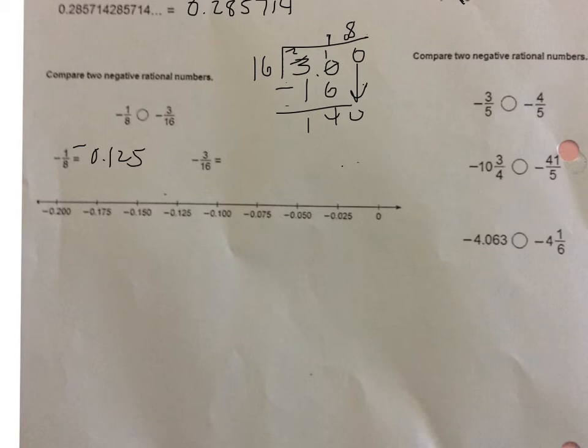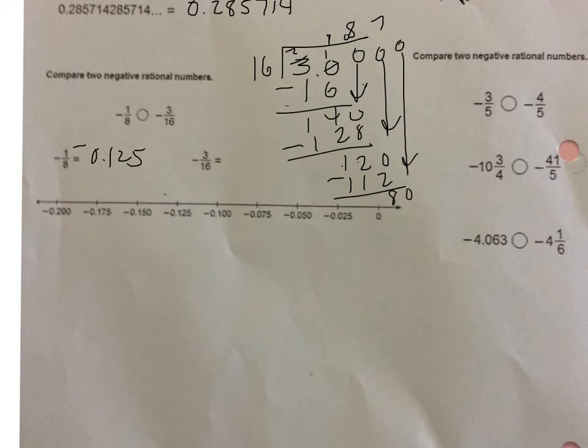So 16, 128. 12 remaining, add a 0, bring it down. 16 goes into 120 7 times. That is 112. That gives me 8 remaining. Add a 0, bring it down. 16 goes into 80 exactly 5 times. Okay, so the decimal equivalent here is negative 0.875. You can put a 0 there.